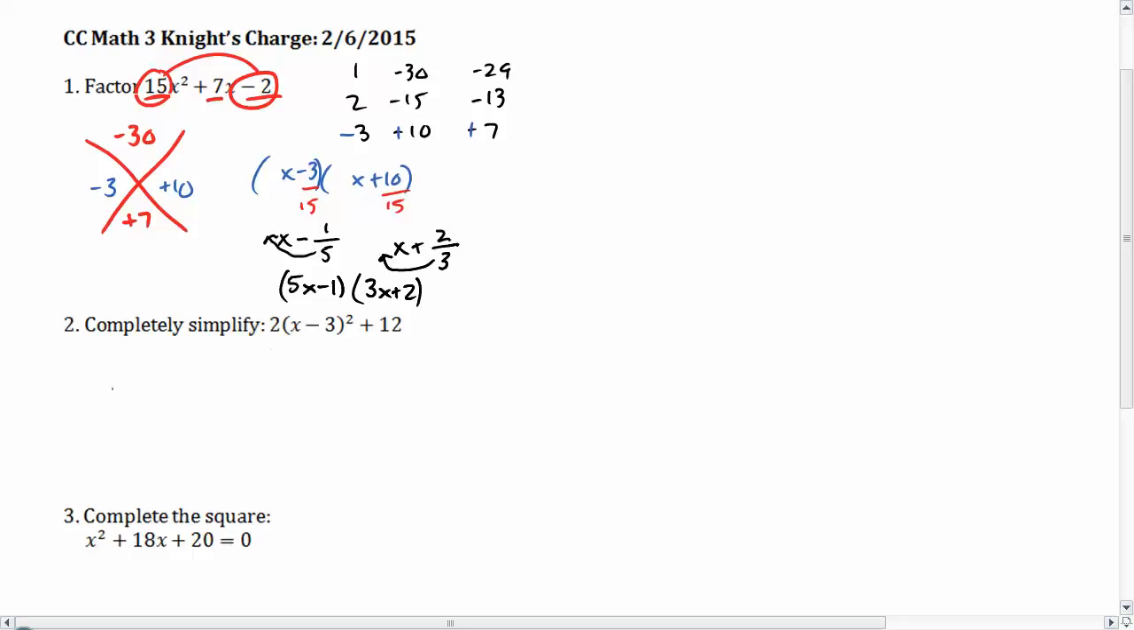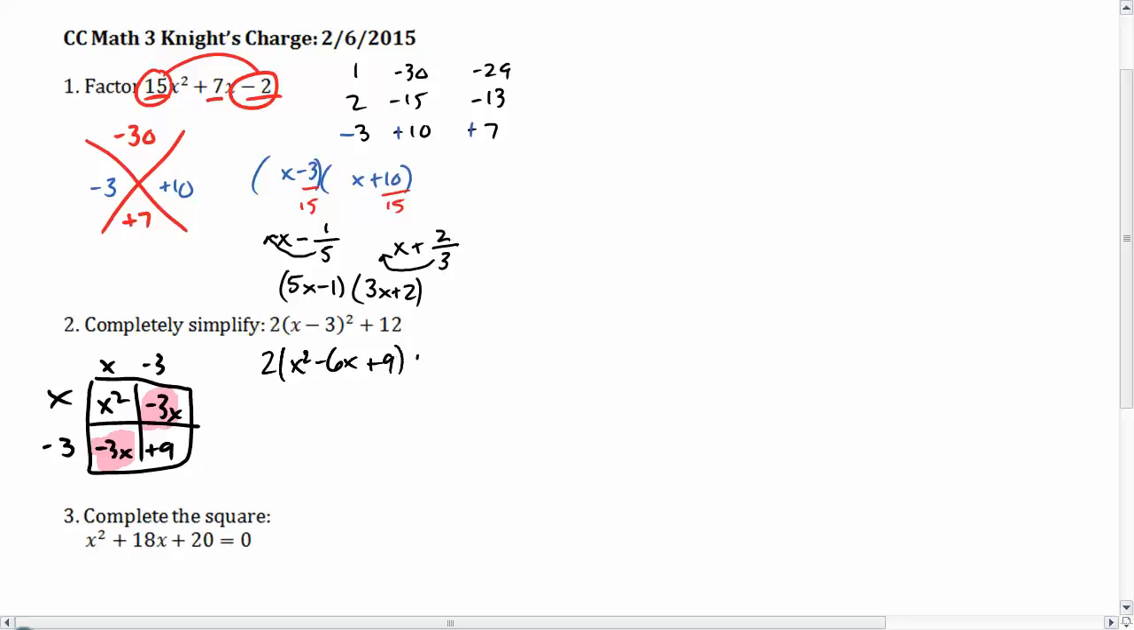Okay, this one, you can do square, double square, or you could do box, or you could do FOIL. It would be x minus 3, x minus 3. Then fill that in, x squared minus 3x plus 9. Then you would be combining this one and this one to give you x squared minus 6x plus 9, and then plus 12.